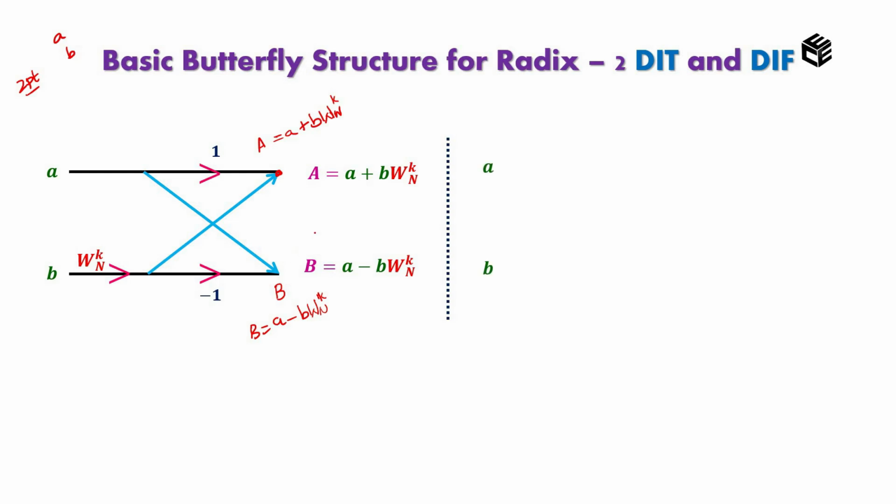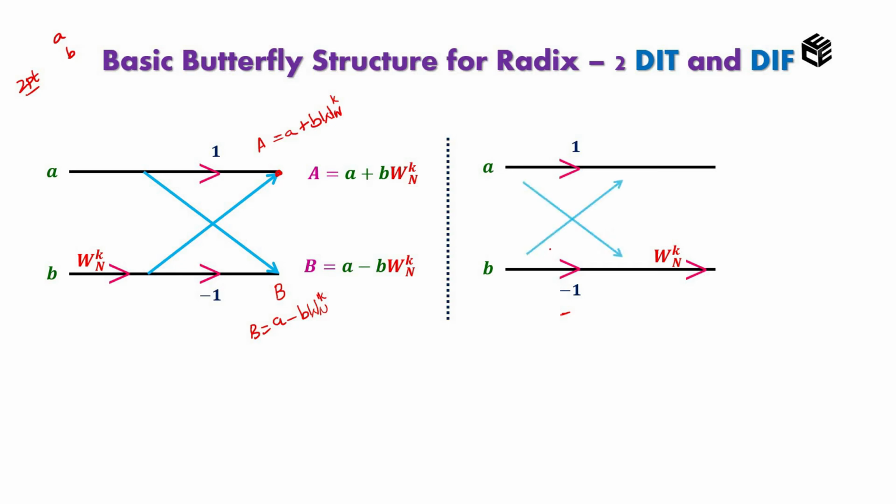Here also we are having 2 input sequences A and B, and it follows the same concept as the previous diagram. Here we are having +1 and -1, and wherever there is -1, we will be giving the twiddle factor Wn to the power k. The only difference is that in the DIT structure, the twiddle factor is given at the input side, and in the DIF structure, the twiddle factor is given at the output side.